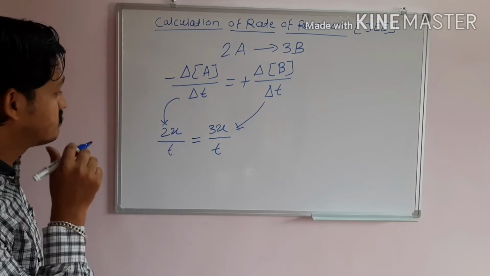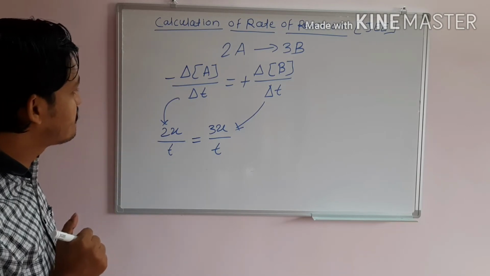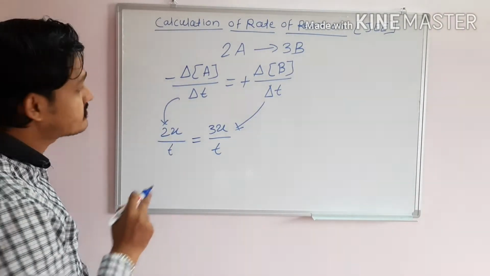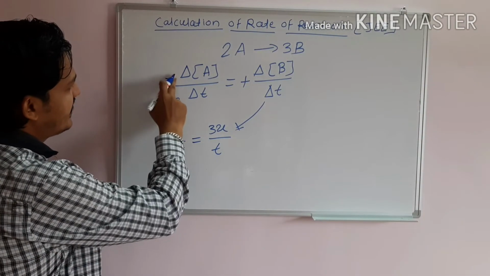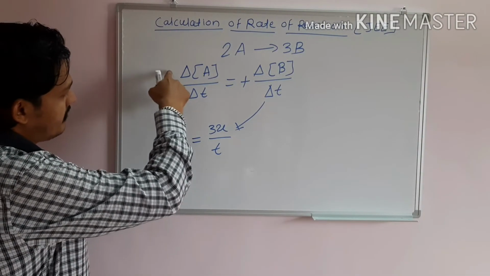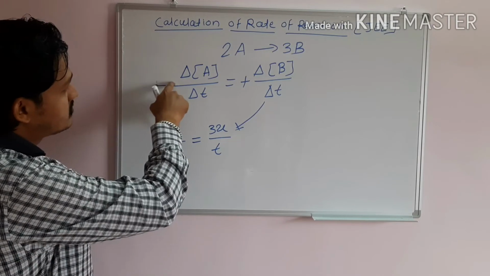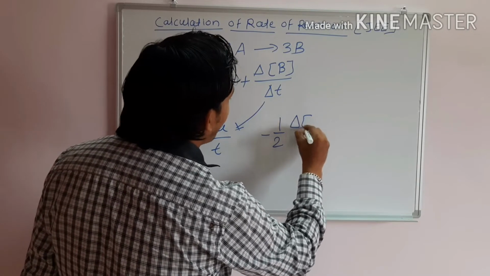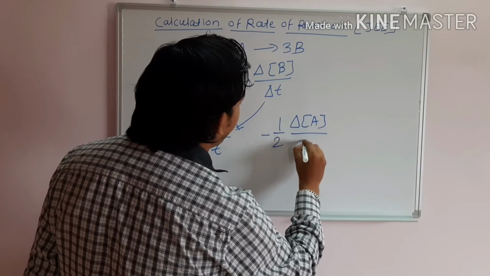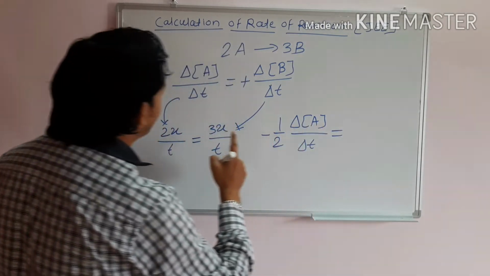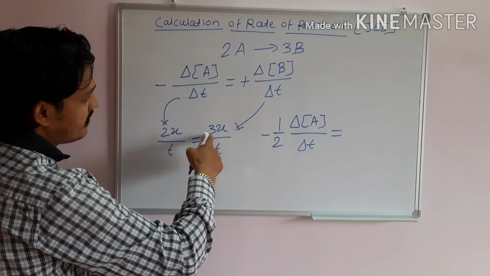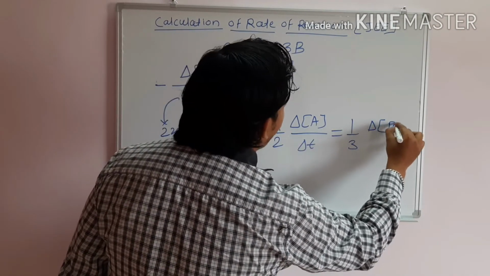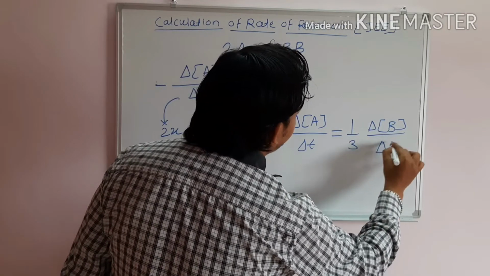Now here is one question. Let us say I can give a proper explanation. I can write here minus 1 by 2 delta in bracket A divided by delta T is equal to plus 1 by 3 delta in bracket B divided by delta T.